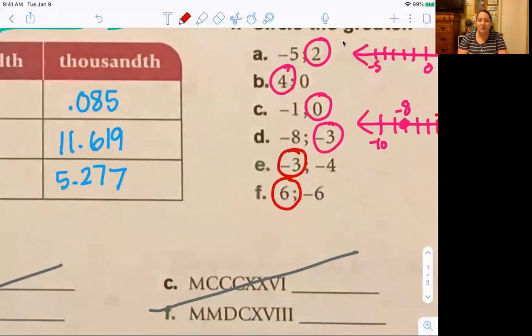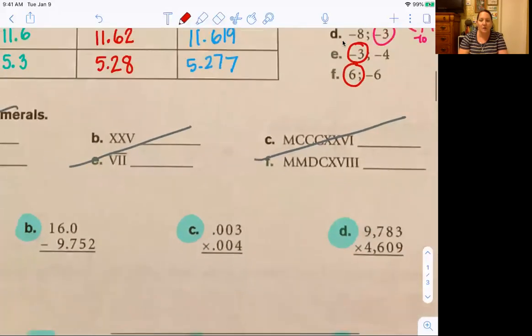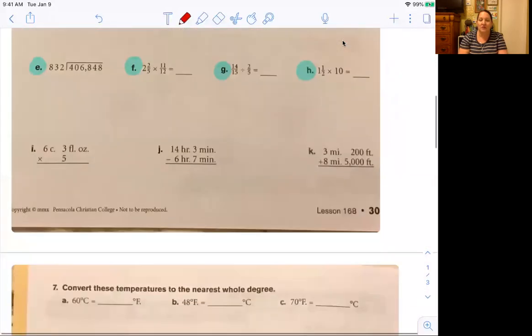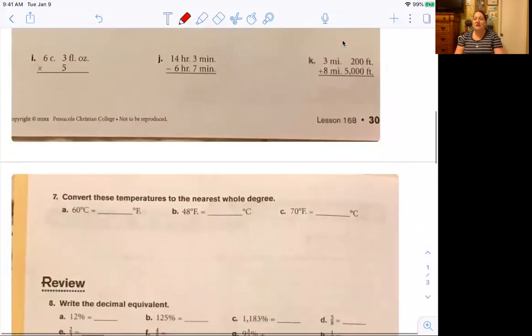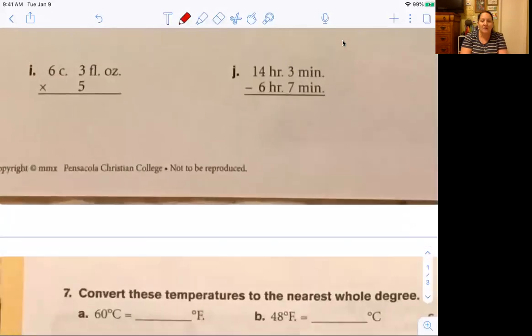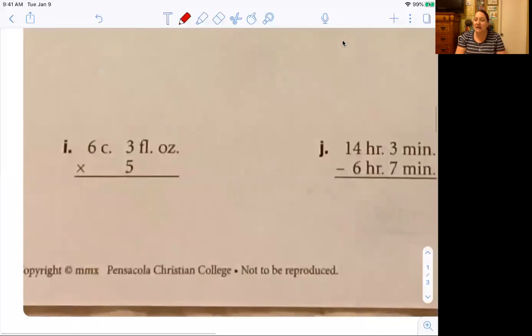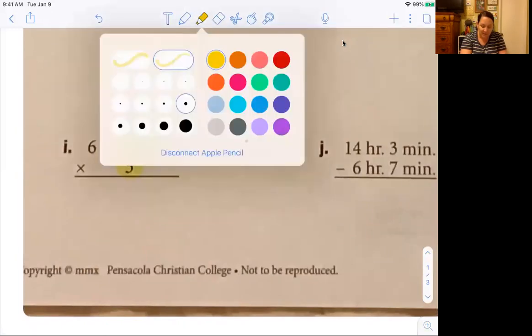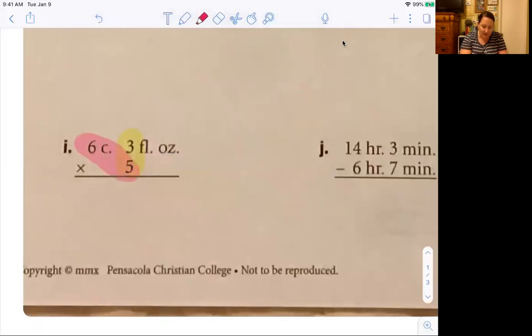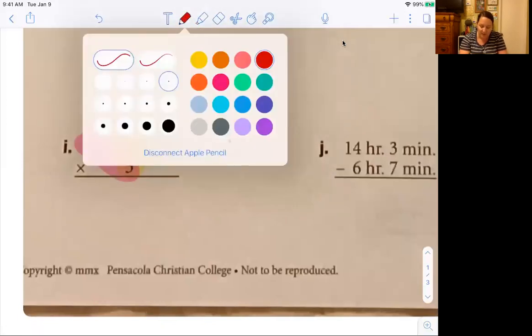Okay, so let's move on to the bottom of the page. Let's look at letter I at the bottom of the page. We have here 6 cups, 3 fluid ounces times 5. Remember when we are multiplying with measurements or with compound measurements, we multiply the ones place, and then we multiply the tens place. So let's multiply that ones place there.